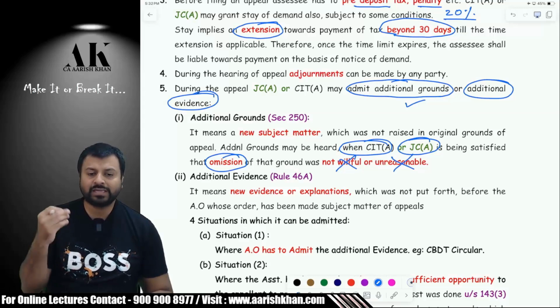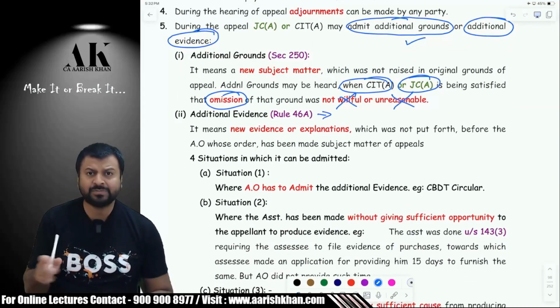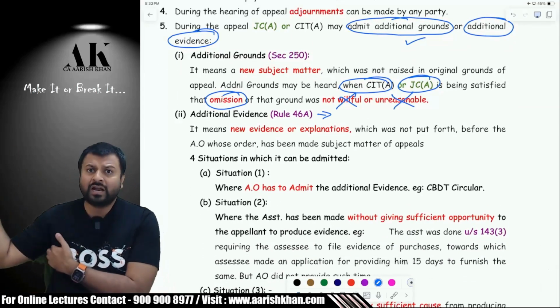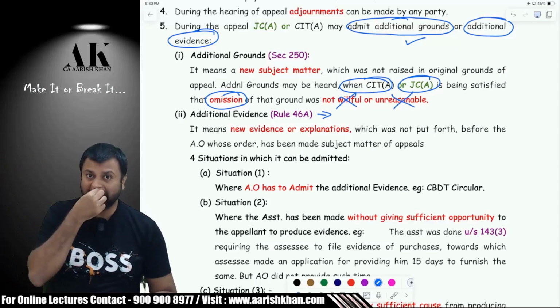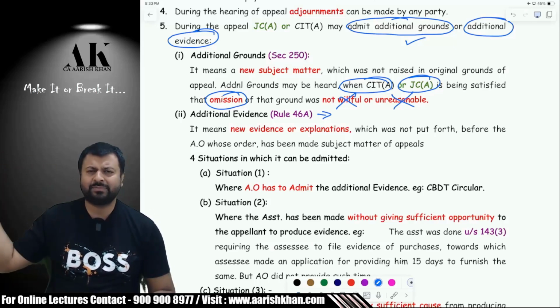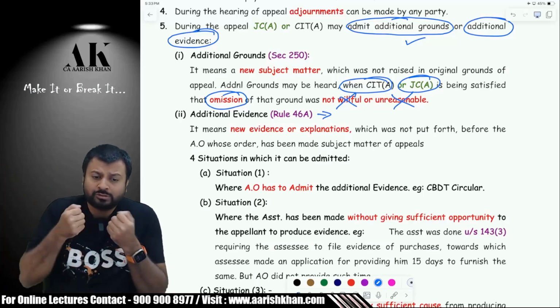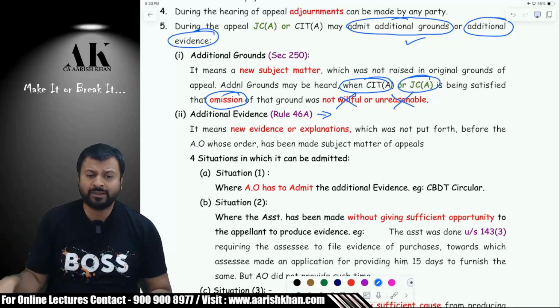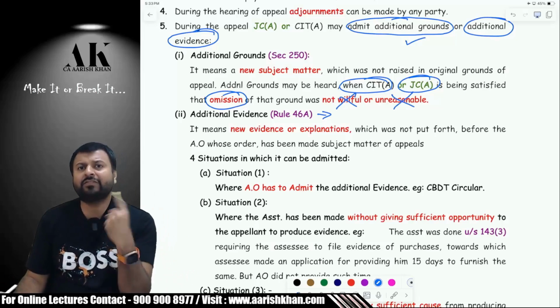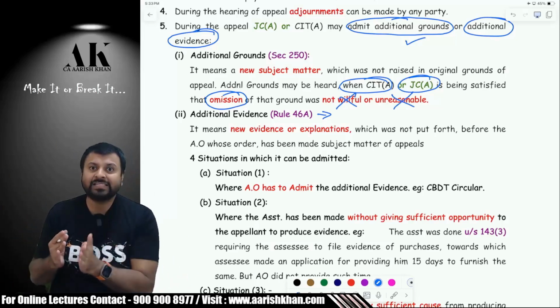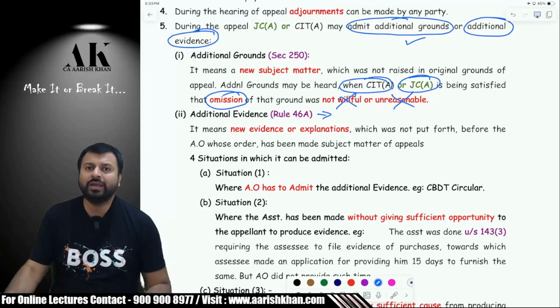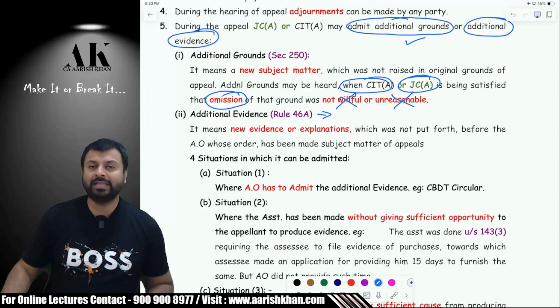Second, what is additional evidence? Additional evidence means on the original grounds, you have not been able to give some relevant proof to the assessing officer earlier because the assessing officer was not genuine, he was not accepting your proof. So now you are giving those proofs to the CIT appeal to defend your case. So additional evidence is different from additional ground. Additional ground is altogether a new matter, but additional evidence is new evidence with respect to an existing matter. The matter is the same, but the evidence is new.